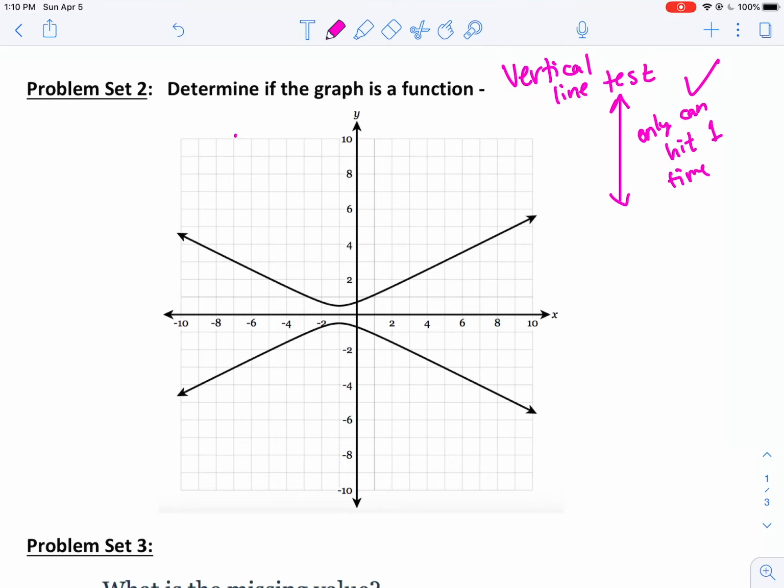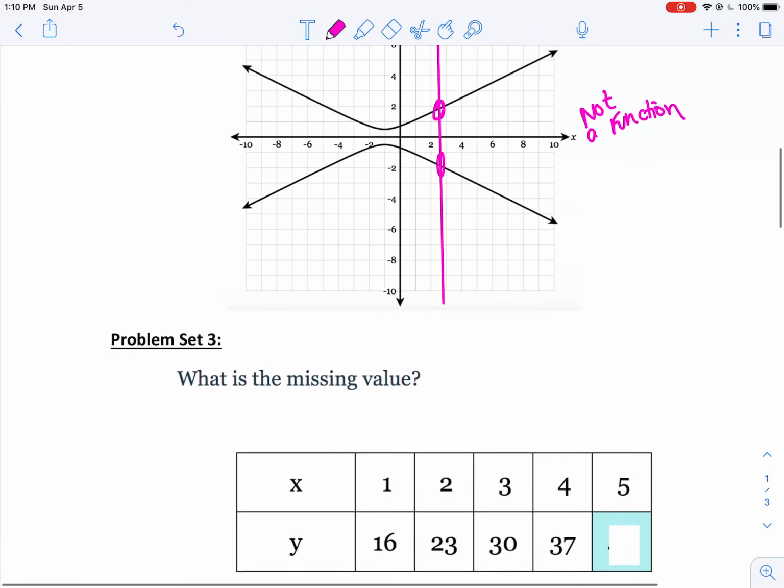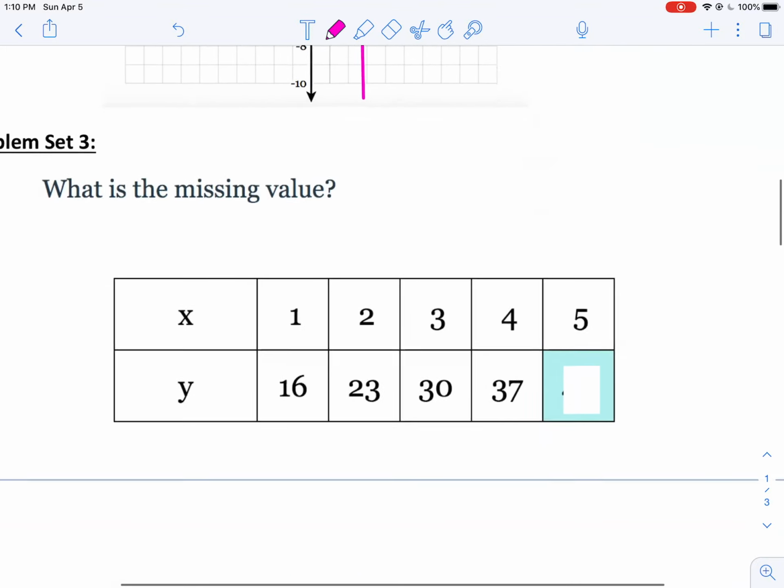So let's go ahead and draw a vertical line through this graph here. Okay, what do you notice? Does it hit it one time? Nope, it hits it twice. So it does not pass the vertical line test, so it is not a function. Okay, no matter where you draw a vertical line, it wouldn't be a function. If I drew my vertical line right here, once again, it hits it twice, okay? So that's problem set 2, identifying graphs.